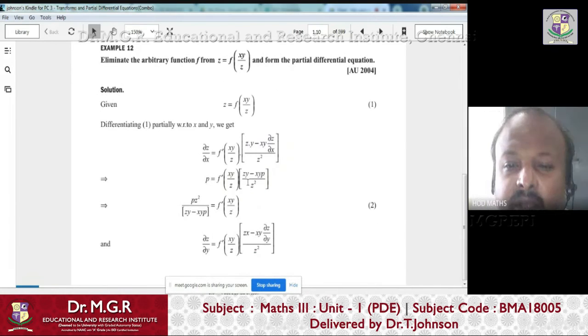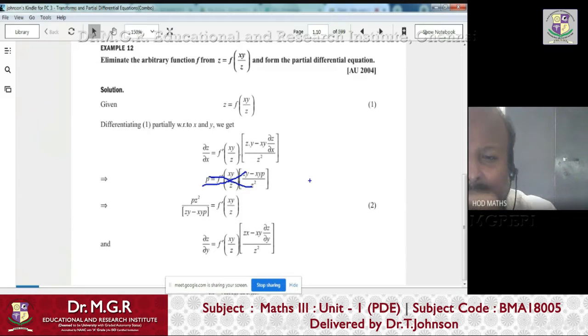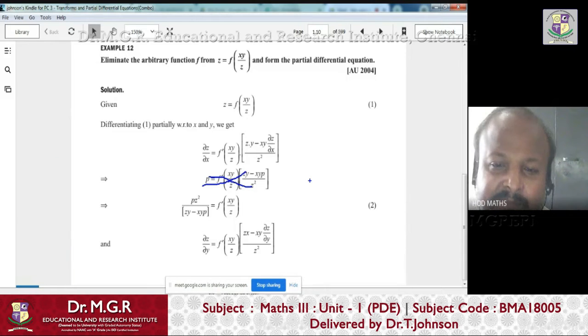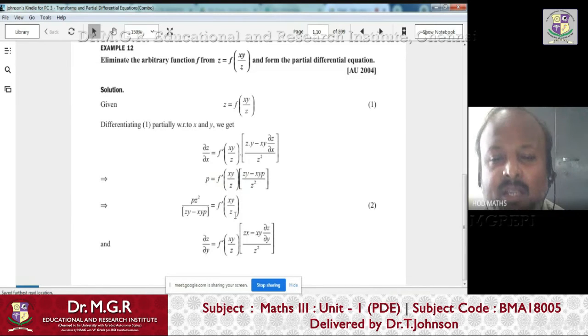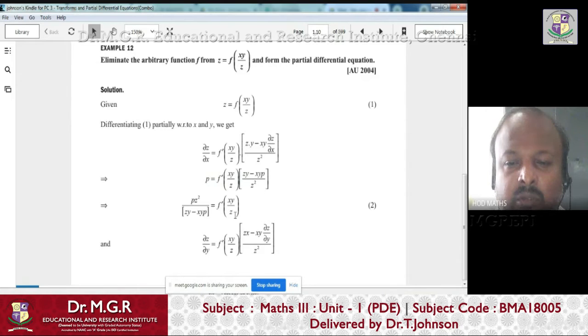So now dou z by dou x can be written as p. Here also dou z by dou x can be written as p. So from that we can write f dash of xy by z equals, taking these terms on the other side by simple cross multiplication, p z square, and this comes this side. So this is for x. Now we can write the same thing for y. As I told already, the only change you will get is that wherever p is there, q will come, and wherever x is there, y will come.